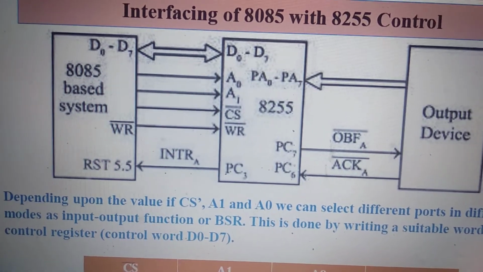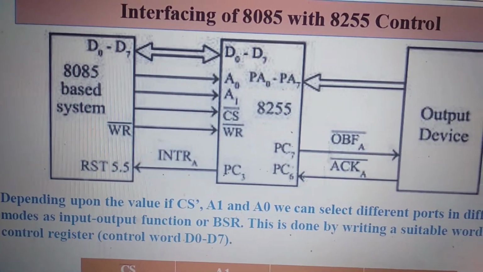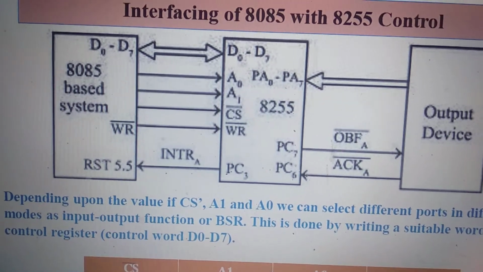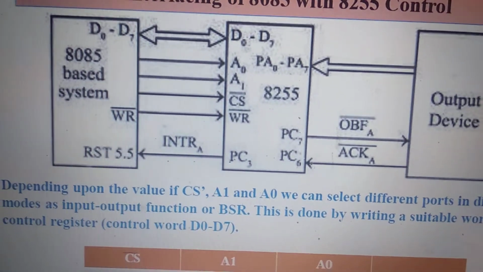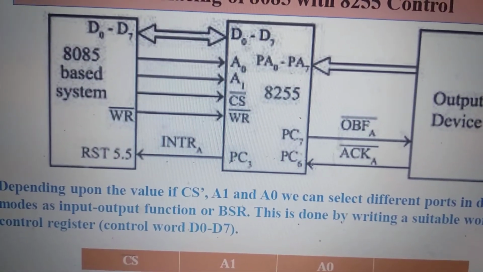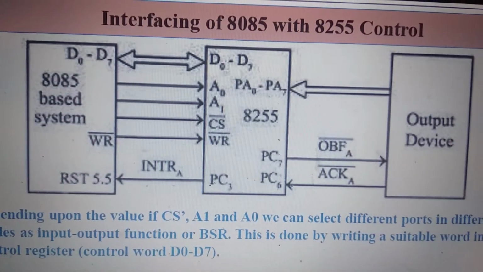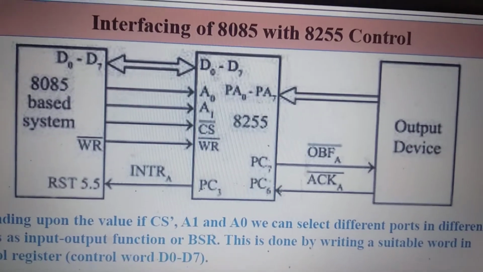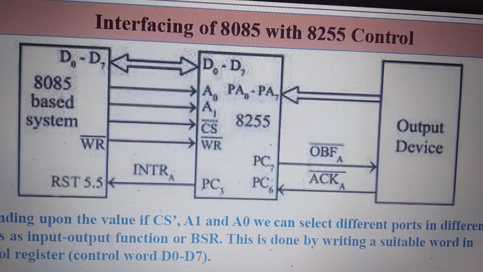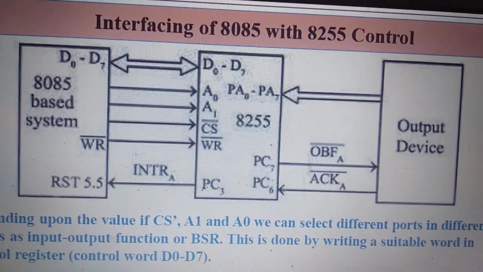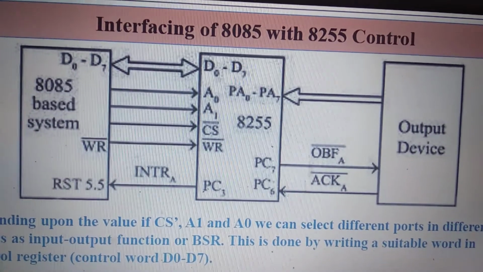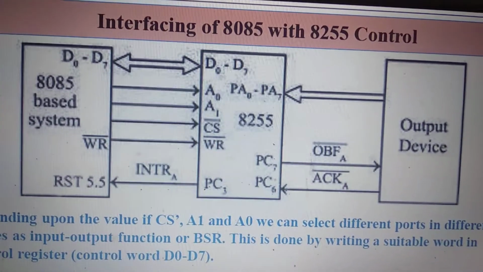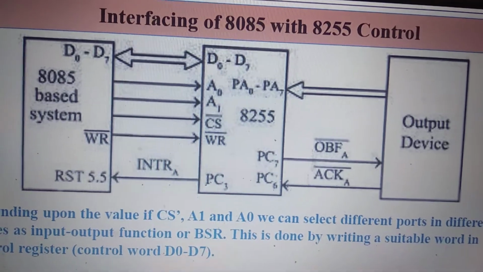A0 and A1, these two lines, are again connected with the 8085. Chip select is connected, and a control signal is required here, only WR bar, because this is an output device, and in the case of an output device, the microprocessor will send some data out to the device. That means it will write some data to the device, so the WR bar signal is required here.